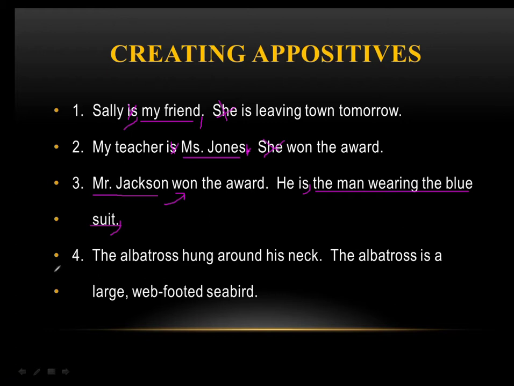Number 4, the albatross hung around his neck. The albatross is a large web-footed seabird. Most people know what an albatross is. So if I say the word albatross, they're already going to know that it is a large web-footed seabird. Therefore, this would not be necessary because I already have the name here, the albatross, and I would have to put commas around that appositive phrase.